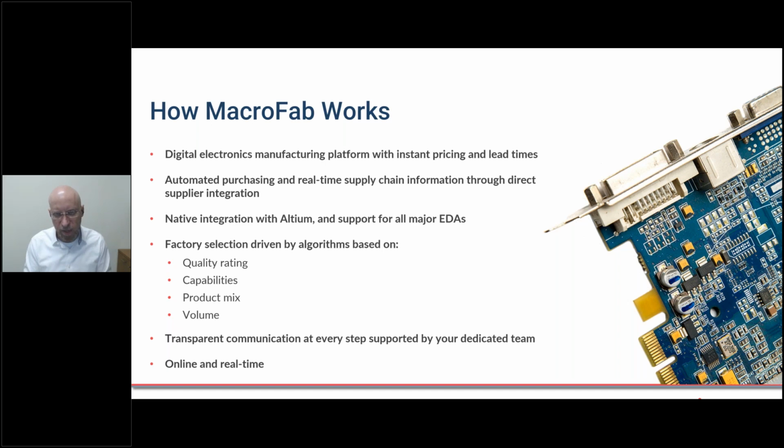We also support transparent communication. Real-time updates are being pushed from the platform. Visibility's in there. We have dedicated customer care and program management teams that all really help to bring the right information to you as quickly as possible, and make that available to you online through our portal or through APIs.